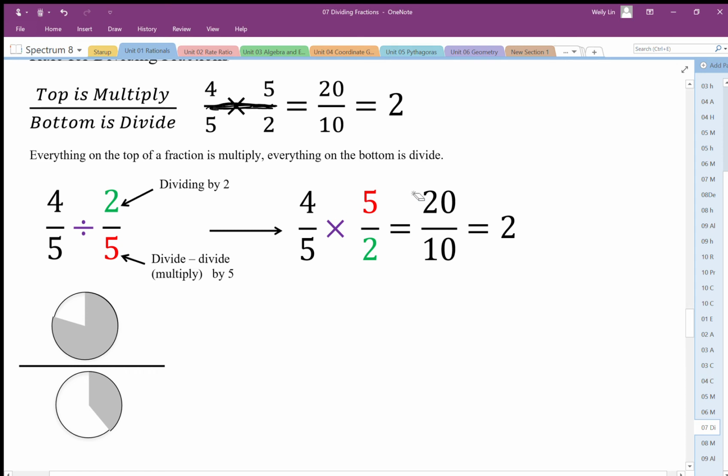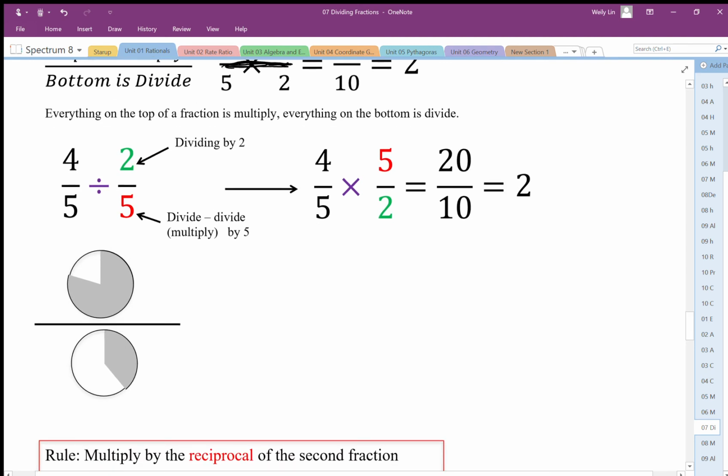And 4 times 5 is 20. These 5s, you can cancel those 5s out. This is a correct answer, right? We have 4/5 compared to, and remember, a picture never lies, 4/5 compared to 2/5. Well, that's going to be 4 parts to 2 parts. Yeah, that confirms that that's the correct answer.